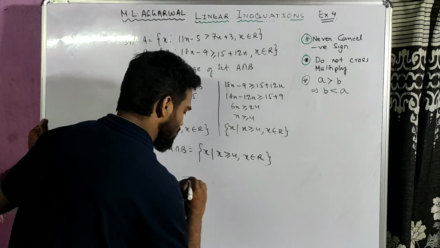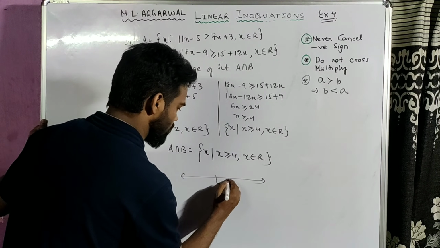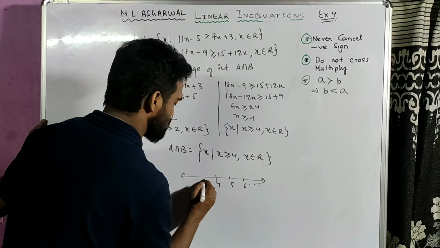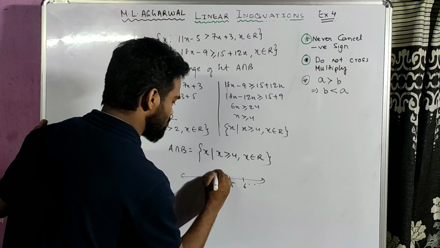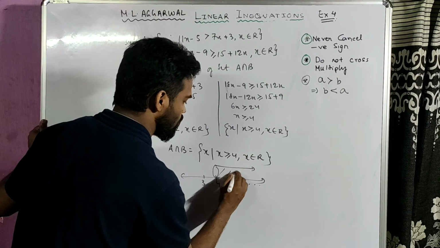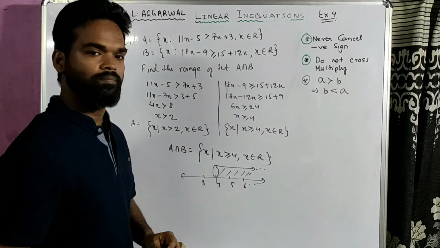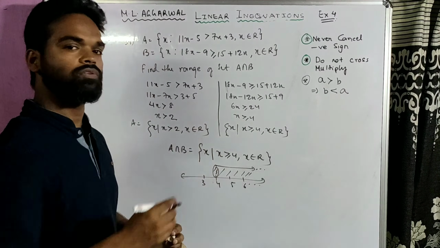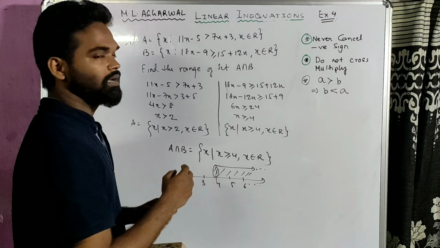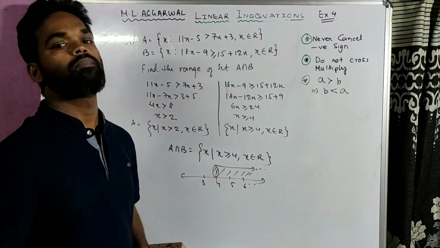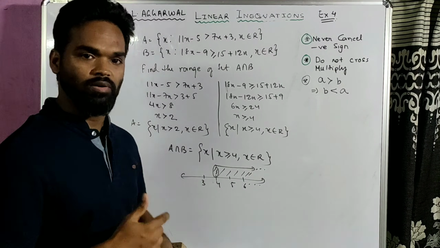And if you draw the number line, this is your 4, 5, 6, dot, dot, dot. This is 3. So it starts from 4 and it goes on, isn't it? And shade this part also. So that's our number line. Intersection means common in both. Clear? Now we look at the next sum.